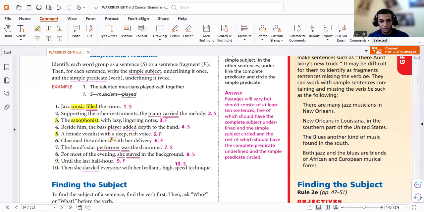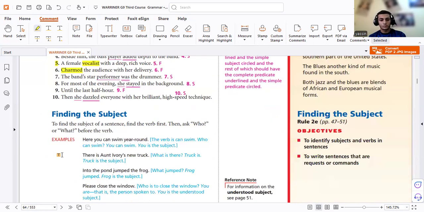Again, what does it lack? Female vocalist with a deep, rich voice. What did the vocalist do? There is no verb. It lacks the verb. Charmed. No subject. Number nine: no subject and no verb. So it's a fragment. Yeah, that's it.